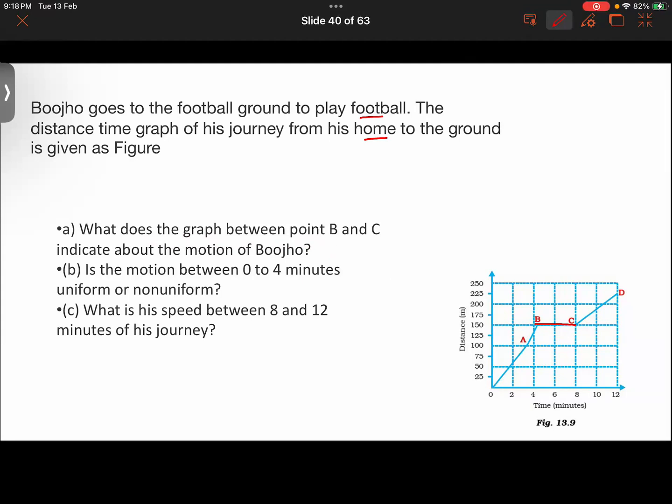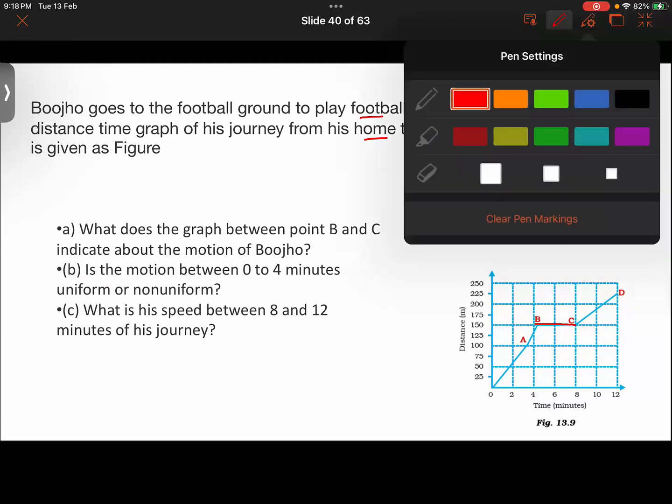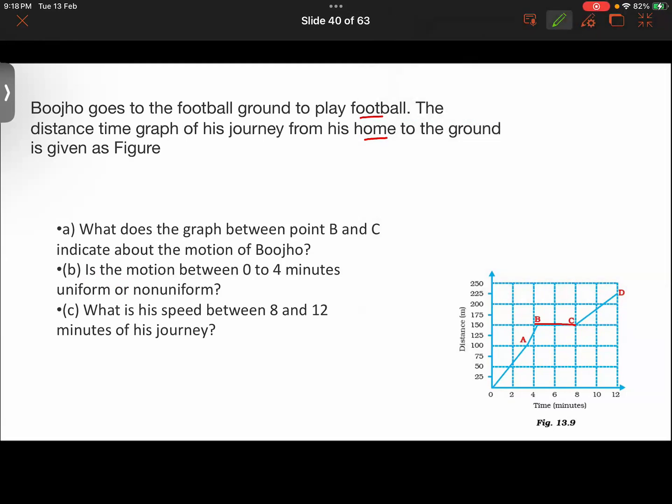Chakrika. Yes, sir. Question number B. Answer this one. Both of you can answer, starting from Chakrika. Sir, it's non-uniform. Okay, what about you, Sundus? Which question? Question B. Yes, it's non-uniform. Very good. What about question number C?